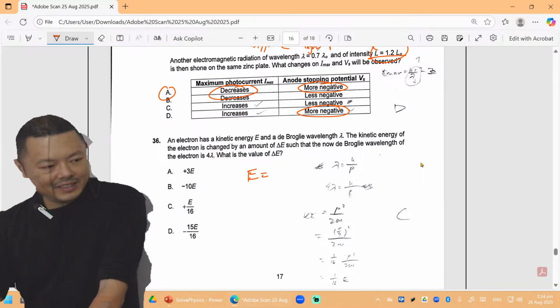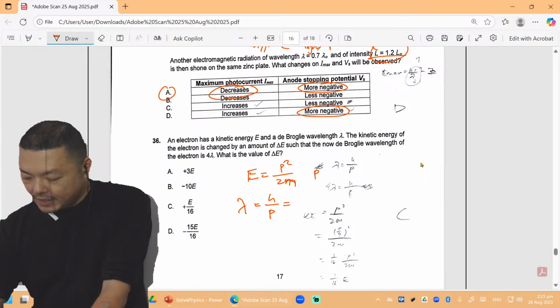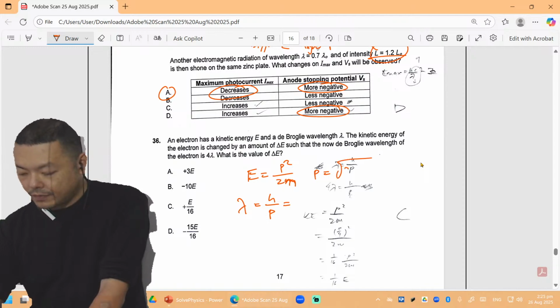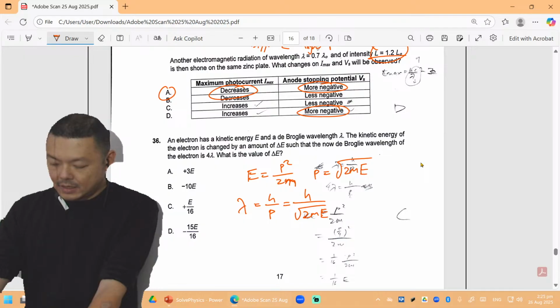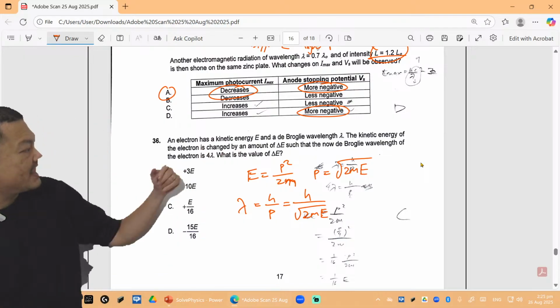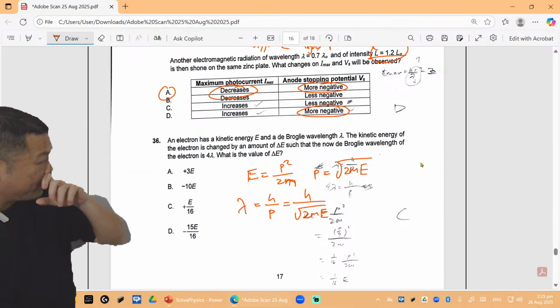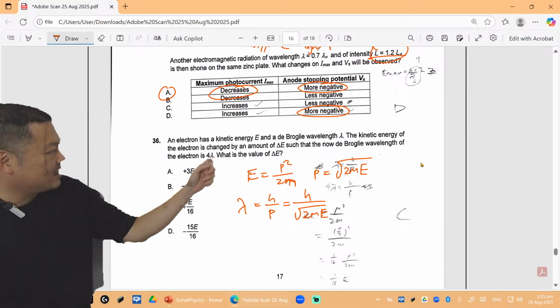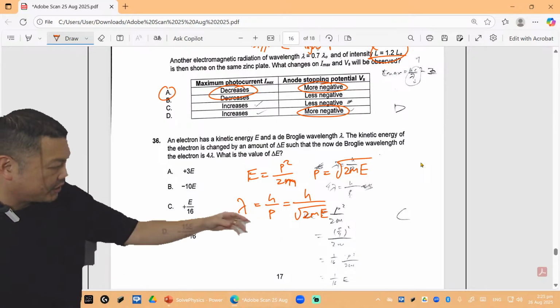E equals p squared over 2m, right? De Broglie wavelength equals h over p, so p equals what? p equals square root of 2mE, correct? So lambda equals h over square root of 2mE. Then they say that you changed it such that the wavelength is now 4 times lambda, which actually meant that you decreased the energy, no? Because longer wavelength means smaller energy.